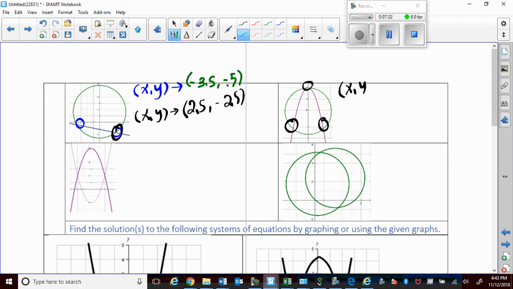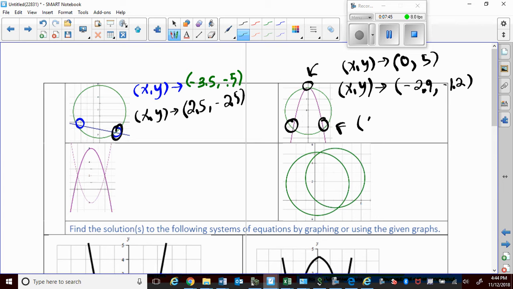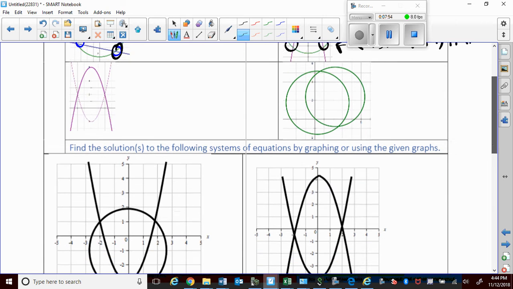So our first intersection, x, y, maps onto negative 2.9, comma, negative 1.2. Second intersection here, x, comma, y, maps onto 0, comma, 5. And the third maps onto the coordinates 2.9, comma, negative 1.2. Moving on.